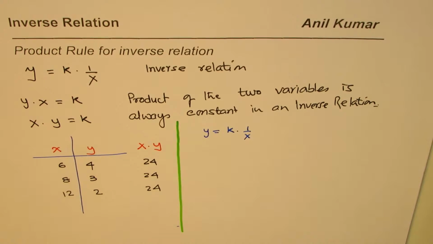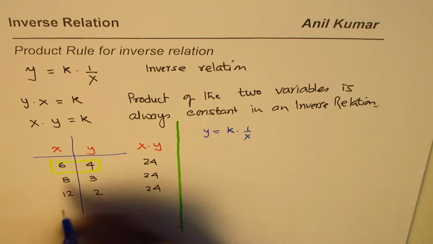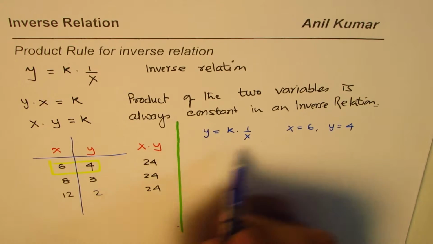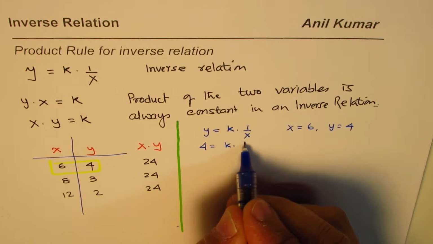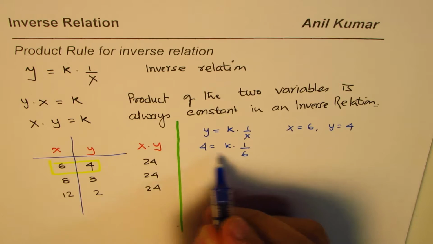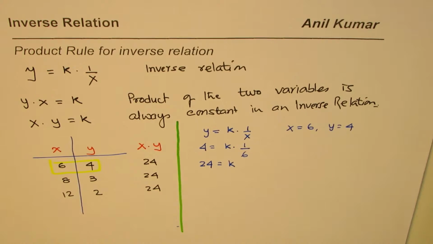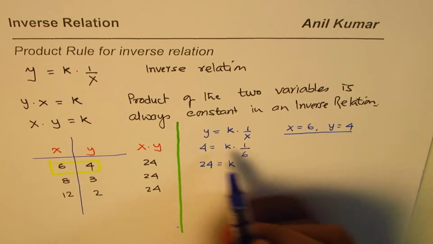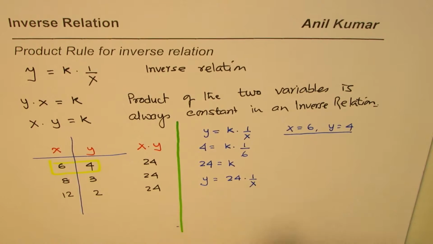Let me take the first set of values to start with. We have x equals 6 and y equals 4. If I substitute these values, we get 4 equals k times 1 over 6. If I cross multiply, we get 24 equals k. So using this set of points, we get an equation which is y equals 24 times 1 over x. So this is the relation from the first point.